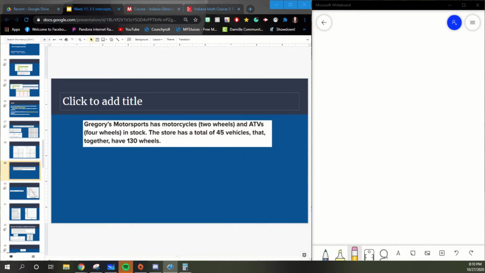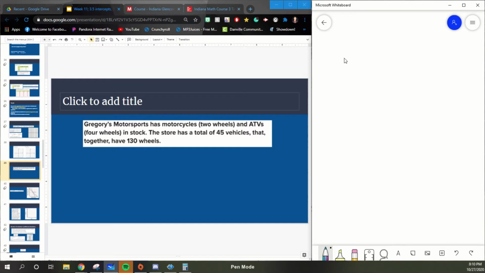Alright guys, so let's go ahead and look at an example where they haven't given us those two equations to already graph. How do you find an equation to graph? So Gregory's Motorsports has motorcycles with 2 wheels and ATVs with 4 wheels. So the store has a total of 45 vehicles that altogether have 130 wheels.